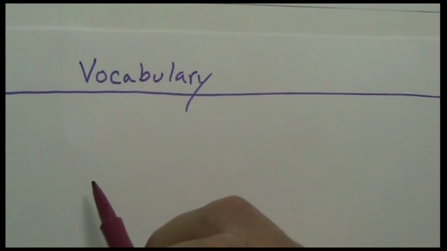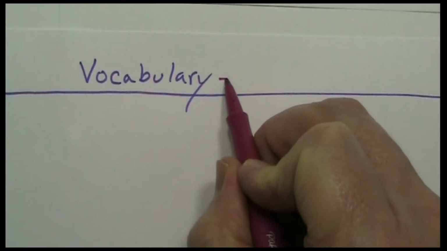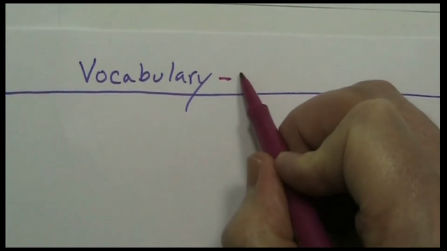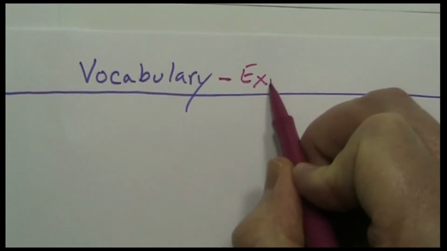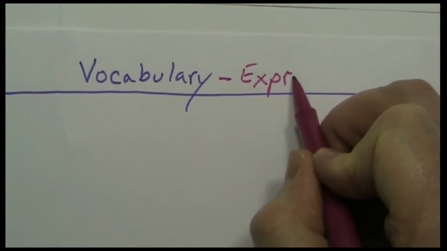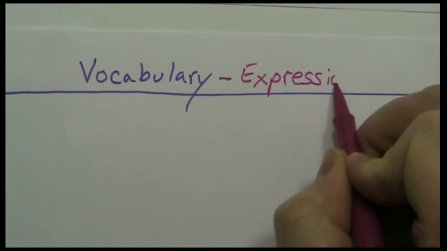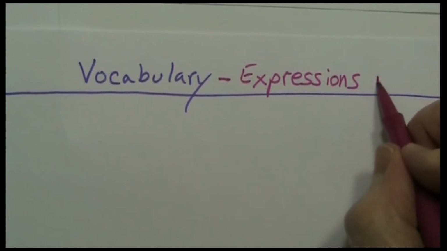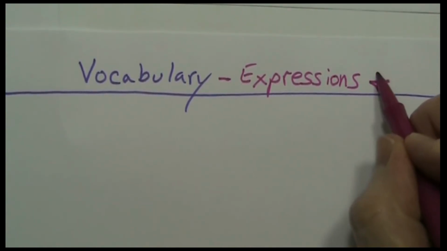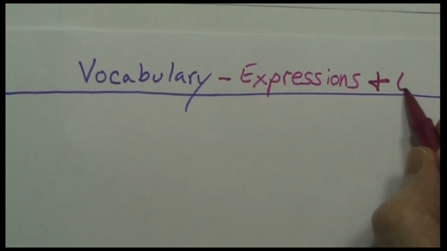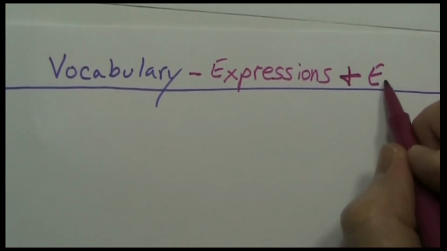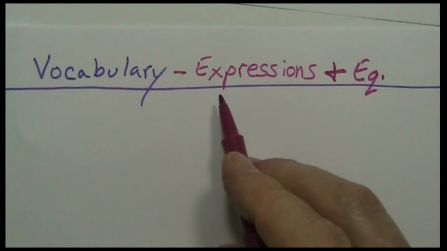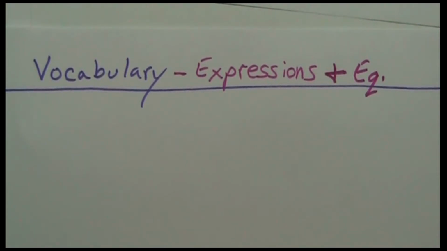Okay, so let's do some vocabulary. And this is going to be vocabulary for expressions, and this is how I use an and. It's kind of like a plus, and equations. And I'll abbreviate equations, just EQ. So this is vocabulary for expressions and equations.